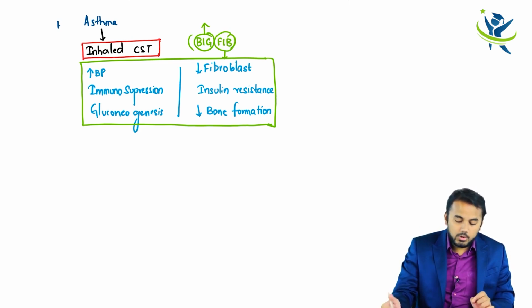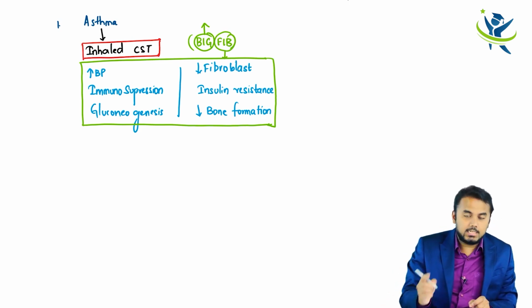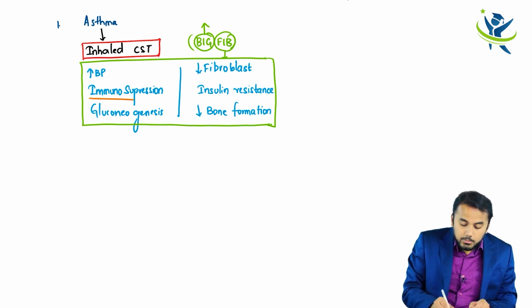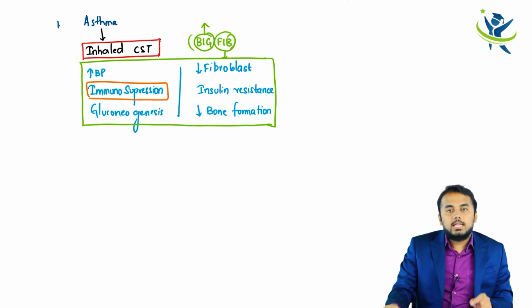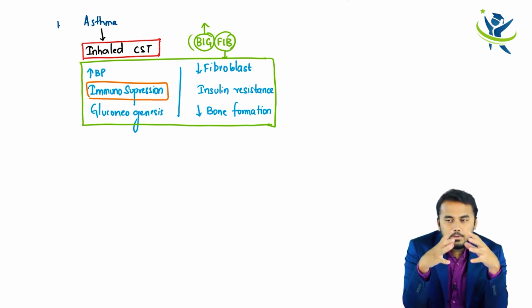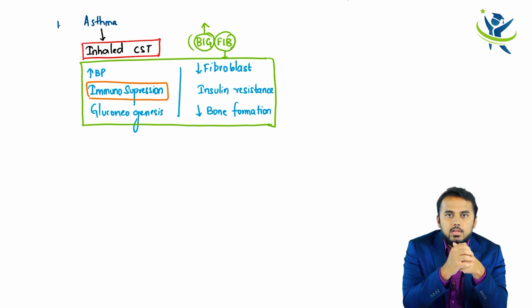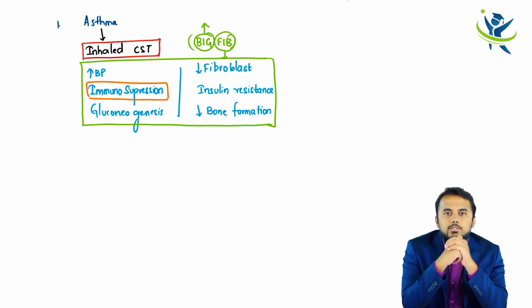So out of all this, the important thing which we need to take into consideration is that immunosuppression is the most important function of corticosteroids. That is the reason why, guys, for example, if a person is having a liver transplantation, let us say my liver is damaged and I have taken someone's liver into my body.